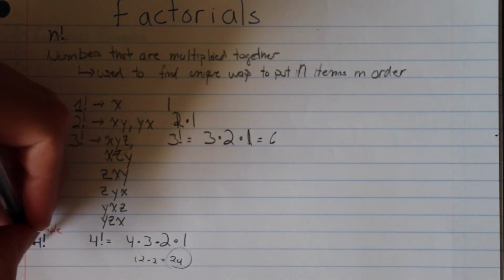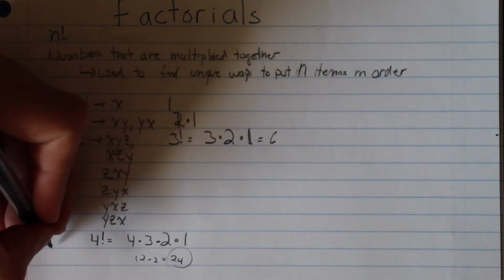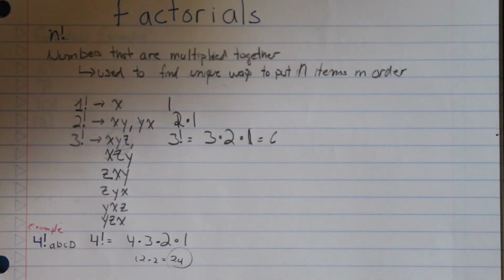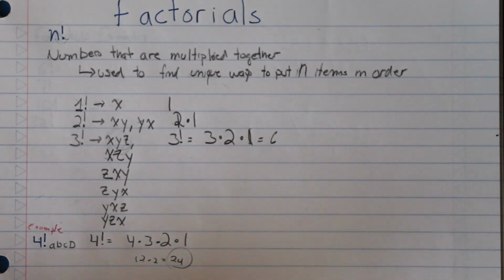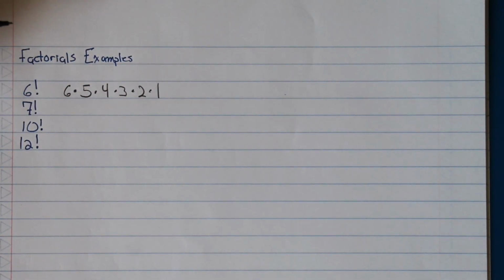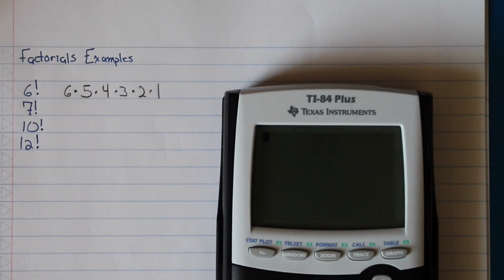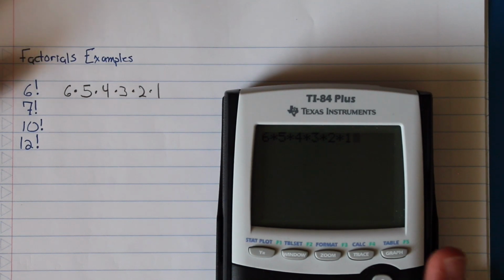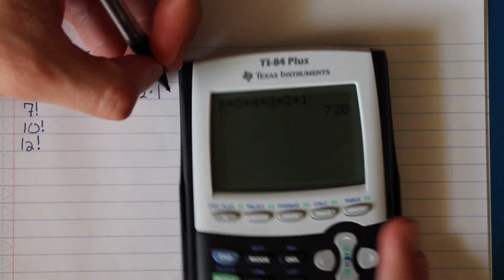We have 24 ways that we can position, let's say, A, B, C, and D. Okay, we've got 24 ways of putting those items together. So now we have some more examples. We have 6 factorial. Same thing: 6 times 5 times 4 times 3 times 2 times 1. Now I don't really feel like doing that, so I'm going to get my calculator out and do that in the calculator. So 6 times 5 times 4 times 3 times 2 times 1, and I hope you can see that in the calculator, but that's going to be 720.